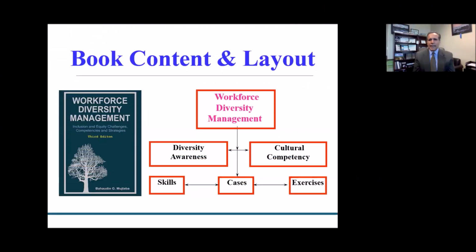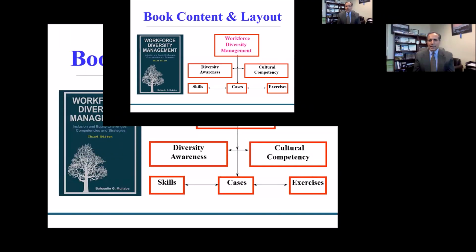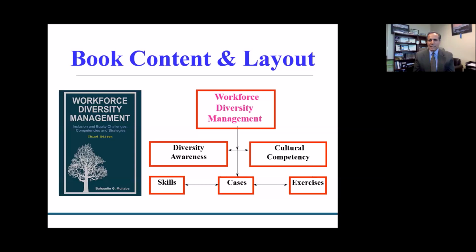Regarding the book content and layout on workforce diversity management, first of all, the book will enhance your awareness of diversity issues in the workplace. Secondly, the goal is to make you a little bit more culturally competent in dealing with teammates and workforce. Additionally, the book provides certain skills in various chapters, a lot of cases and exercises to create awareness and competency in the area of diversity management, equity, and inclusion.